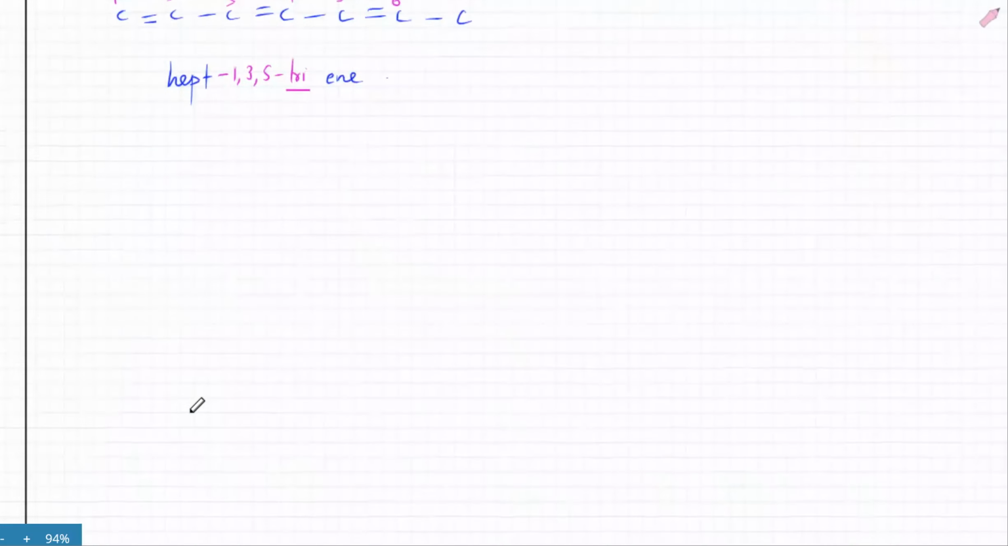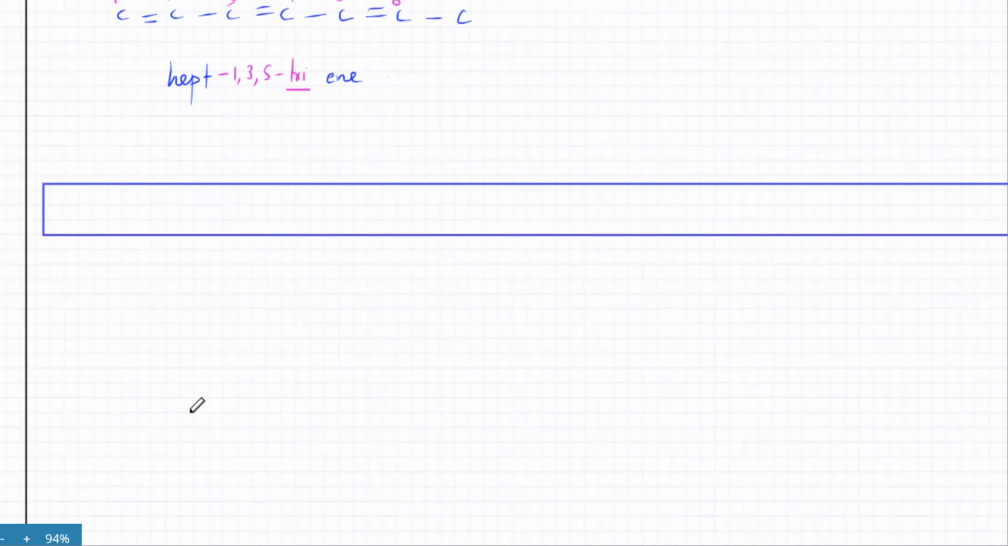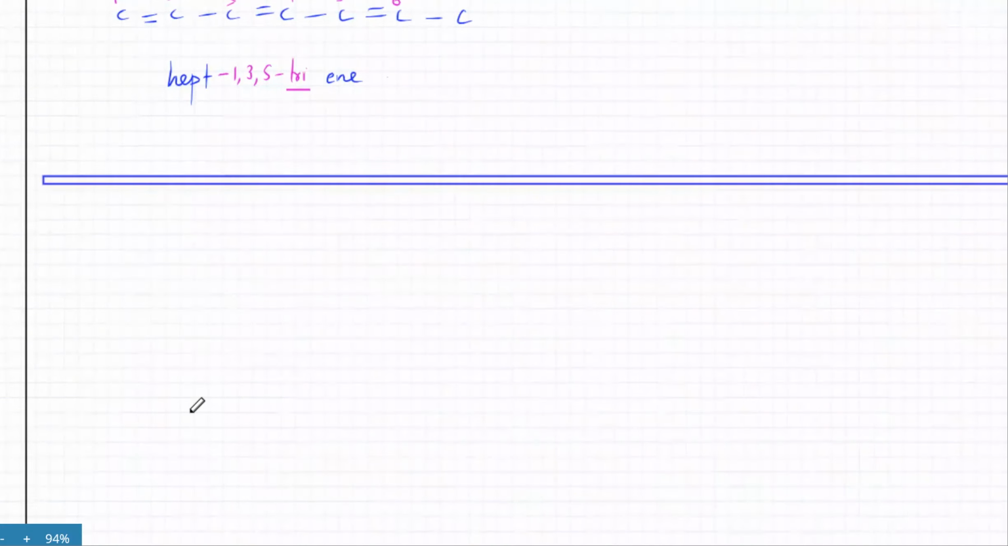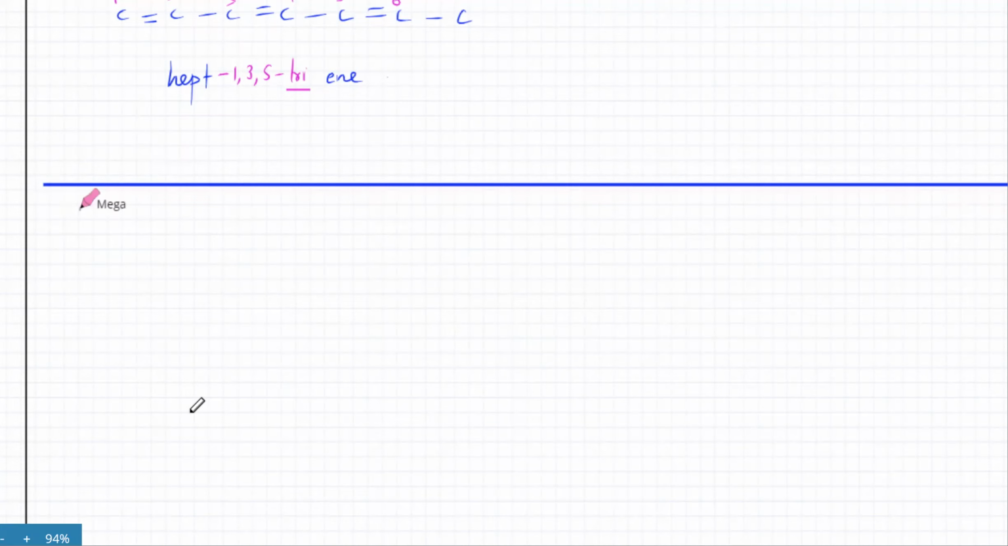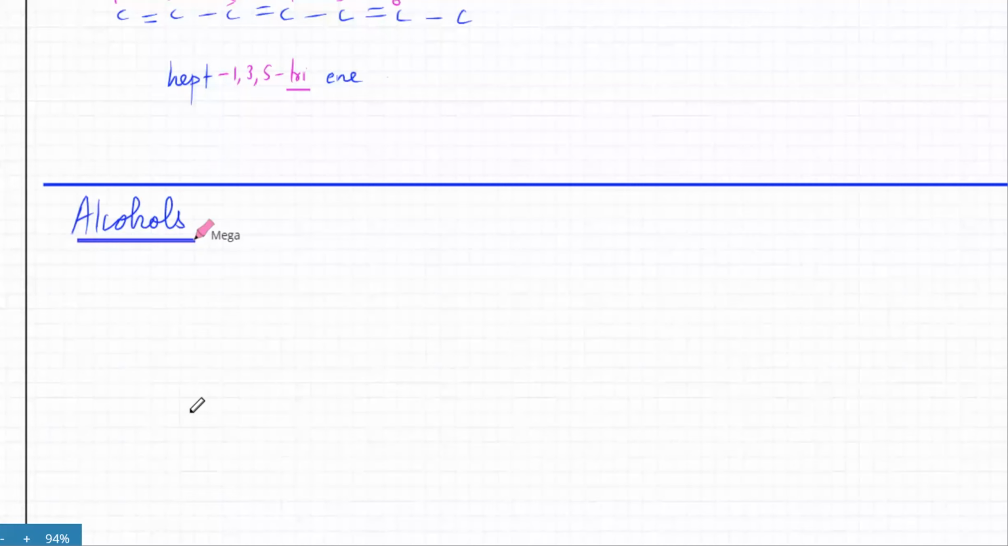So let's move to the next one. The next one is an alcohol. Alcohols have OH groups, and they could have any number of OH groups. That's the main functional group.